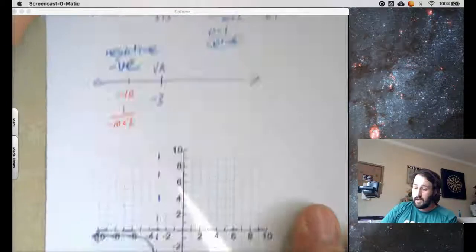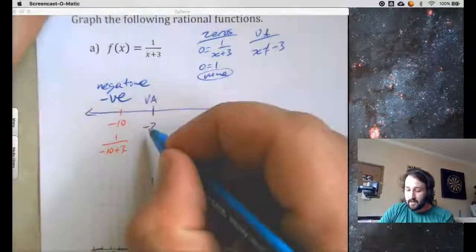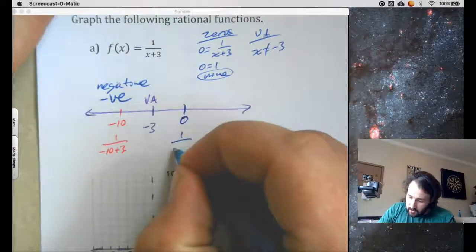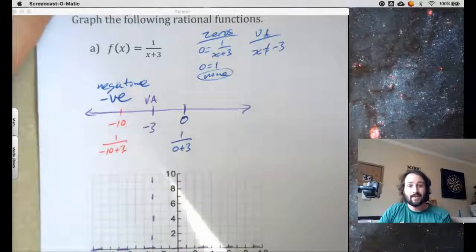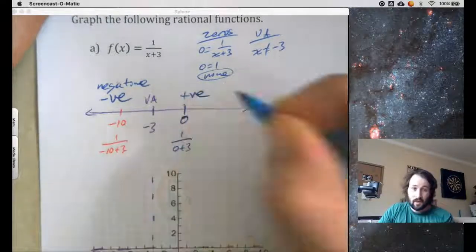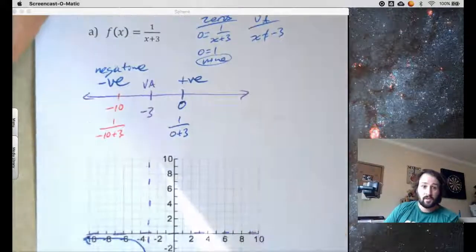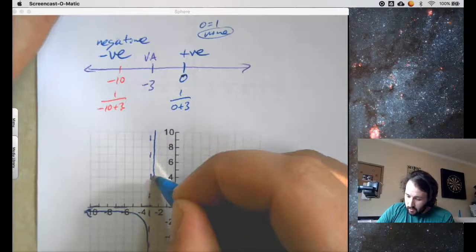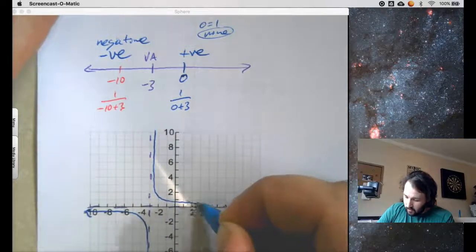getting closer to my asymptotes in both directions. Now on the right-hand side of negative 3, say I choose 0. So if I put in 1 over 0 plus 3, the thing that I care about is that's 1 over positive 3, so it comes out positive. So plus VE means positive. So this graph will be going all right there.